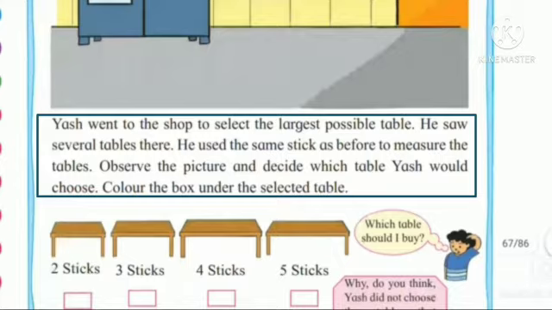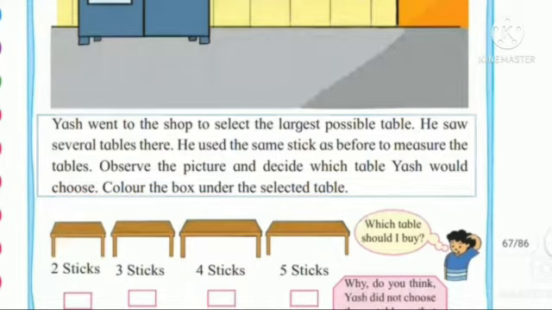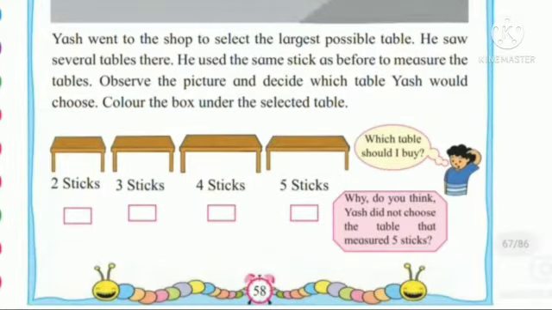So students, what do you think? Which table would Yash select? 2 sticks table, 3 sticks table, 4 sticks table or 5 sticks table? Yes, Yash would select the 4 sticks table because he had taken the measurement which was 4 sticks. So after measuring the 4 sticks, he will select the 4 sticks table.